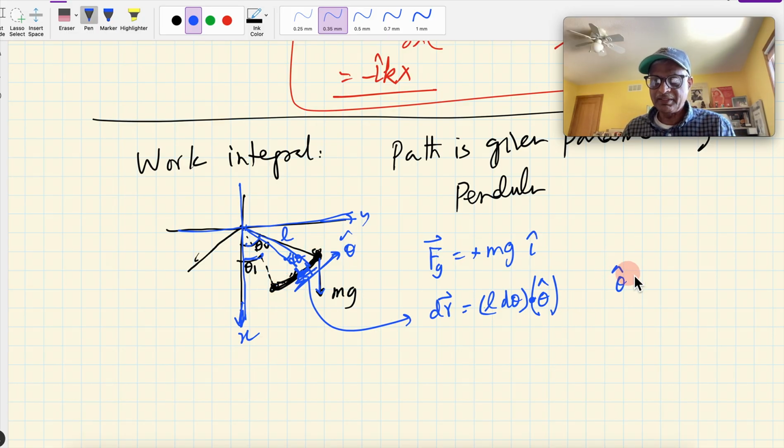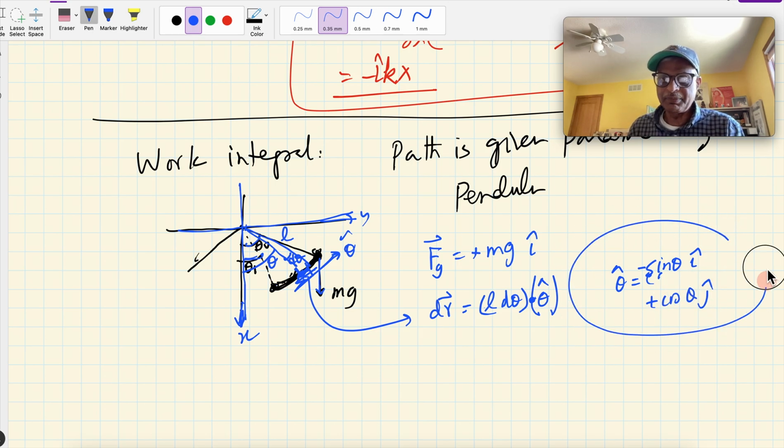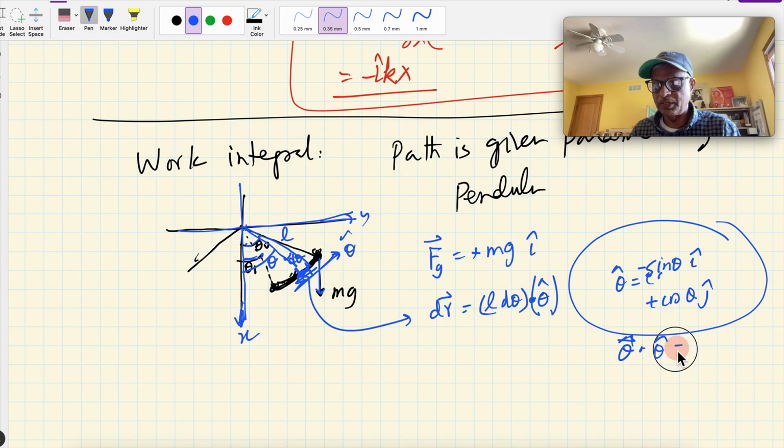What's the theta hat? If this is at angle theta, that's going to be minus sine theta i hat plus cosine theta j hat. I can try to remember this. You can make sure that theta hat dot theta hat is 1. You can check that out.